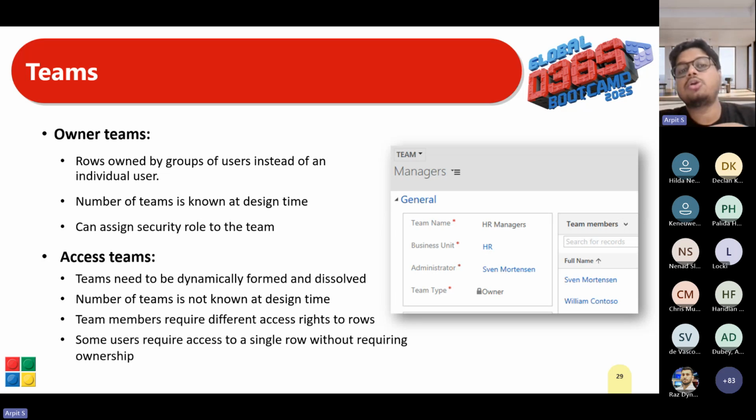So basically, you have two kinds of teams: the owner team, which takes care of the ownership of the data and you can assign the security role to it. But the access team is only used for sharing the data. You can't have the access team as the owner, and you can't assign a security role to this team.